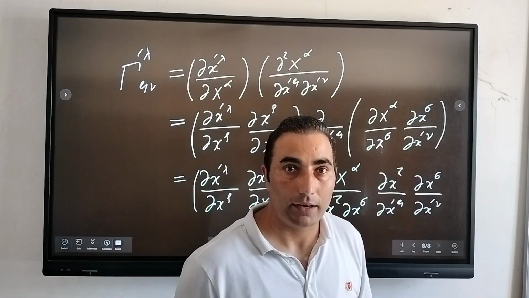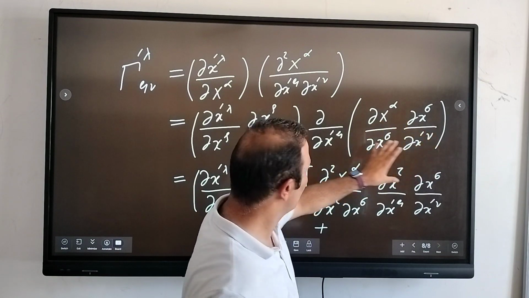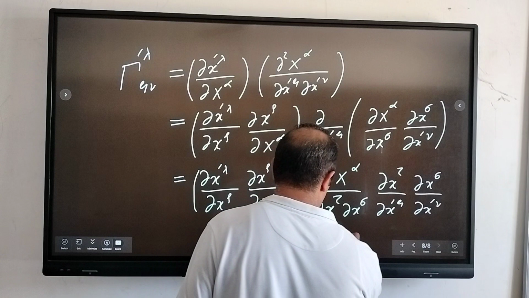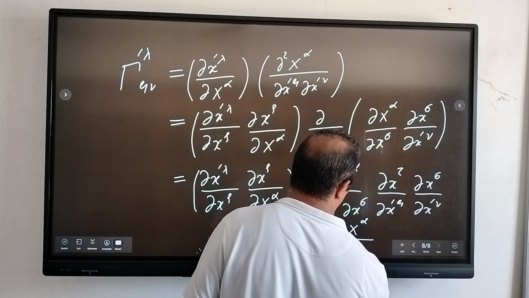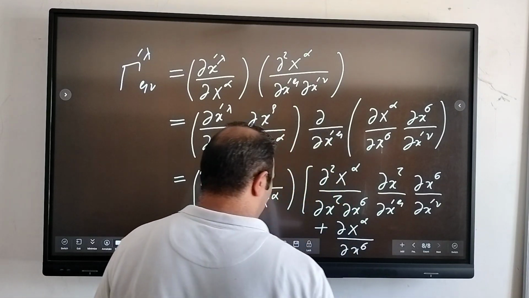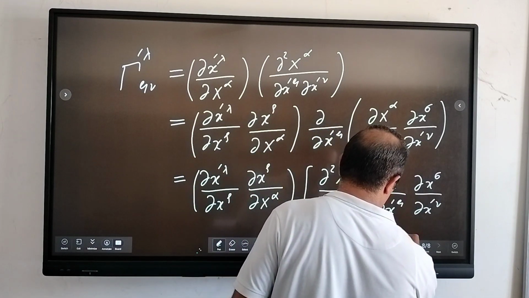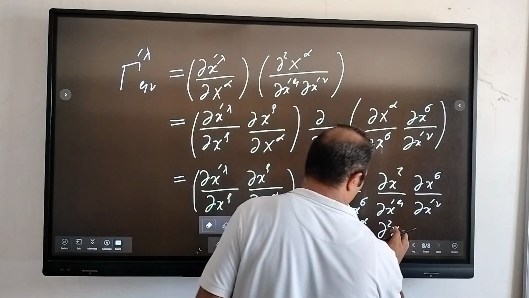Okay, now the second term: if you differentiate the second term, keeping the first term constant and differentiating the second term. So if you rewrite this term, that is partial x alpha. Okay, and this is partial x, sorry, this is small x here.